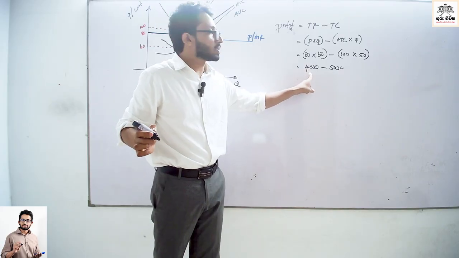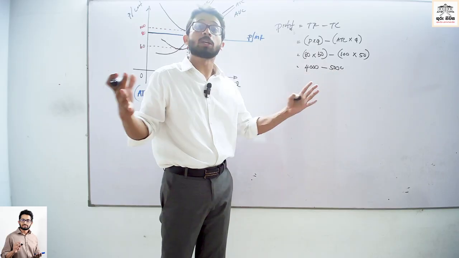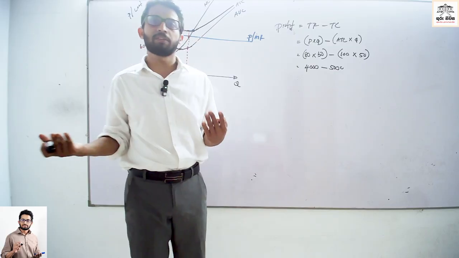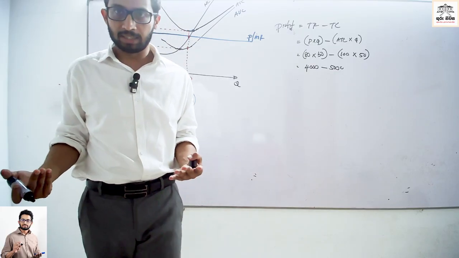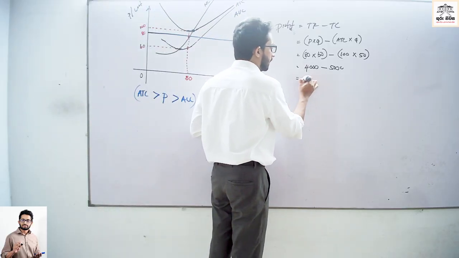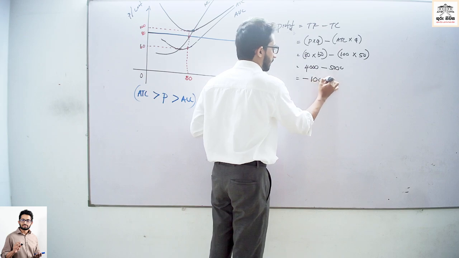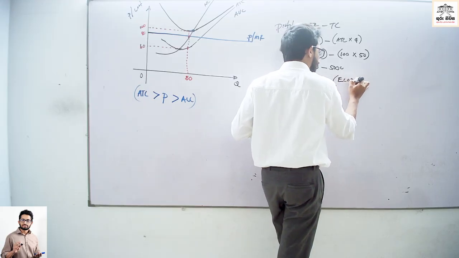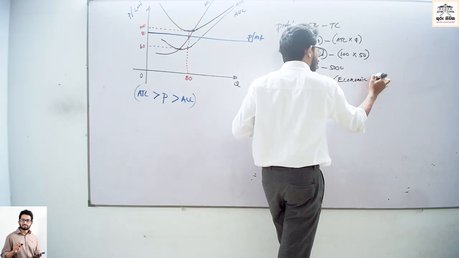Total revenue is not enough to cover total cost. Total cost will not be covered, children. Revenue is not enough to cover total cost. Clear? So the firm is making a loss. How much is the loss? 1,000. This is called economic loss.